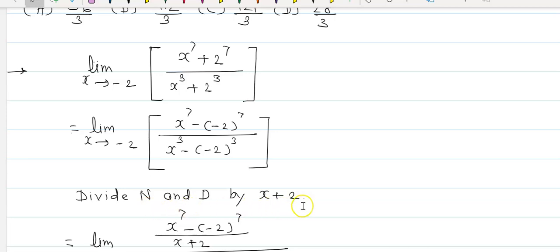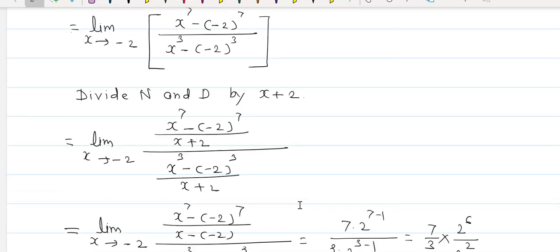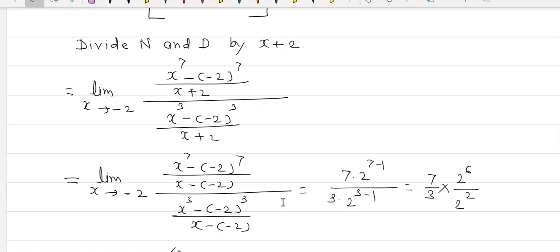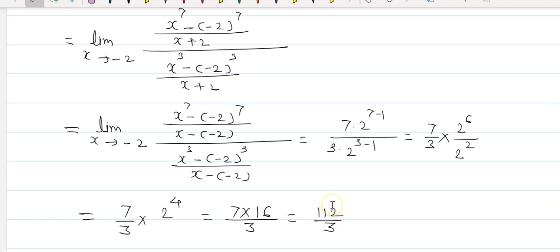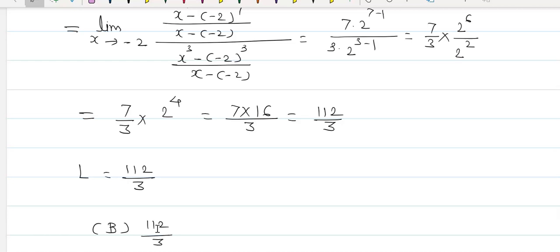Now divide numerator and denominator by x plus 2. Then it can be written as x minus in bracket minus 2. Therefore, apply the formula, that is limit x tends to a, x raised to n minus a raised to n upon x minus a, that is n into a raised to n minus 1. This is the formula to the numerator and the denominator. And then you will get the answer. That L is equal to 112 upon 3. And hence, option B is the correct one.